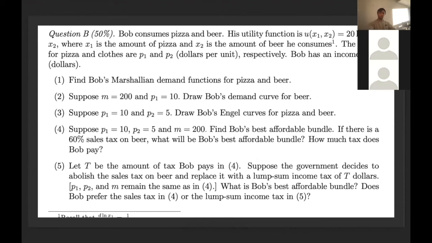So Bob has an income of $M, and the first thing we're going to have to do is find Bob's Marshallian demand curve function for pizza and beer. So again, that is his optimal choice, given prices and given his budget constraint. Honestly, if you get confused on one of these questions, the first thing you should do is just solve for the Marshallian demand function. You do enough practice, you'll just memorize that process. So I'm going to switch over to the answer now, and we'll go over that.